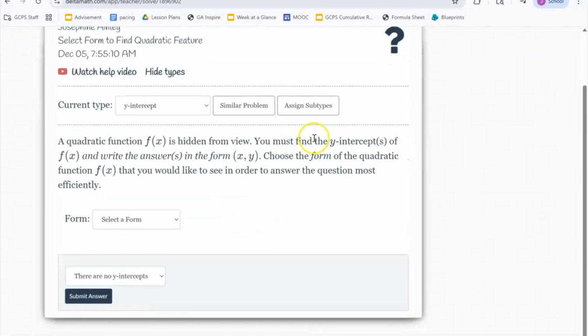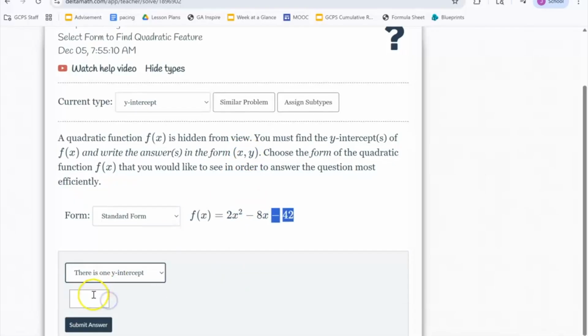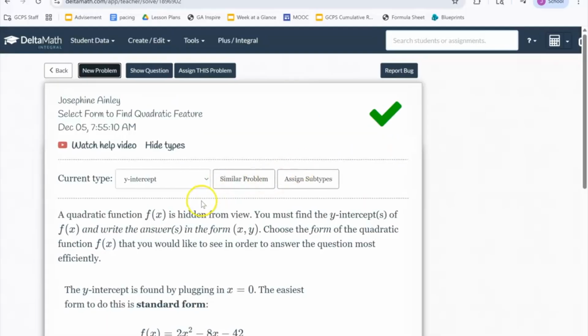Okay, fundamental. All right, this one's asking for the y-intercept. So what form do I want? I want standard form, and the y-intercept is that, and it wants me to write it as (x, y). So there is one y-intercept. All right, the x value at the y-intercept is 0, and the y value is -42. Close the parentheses, and we are good to go. All right, so that's how you do select form.